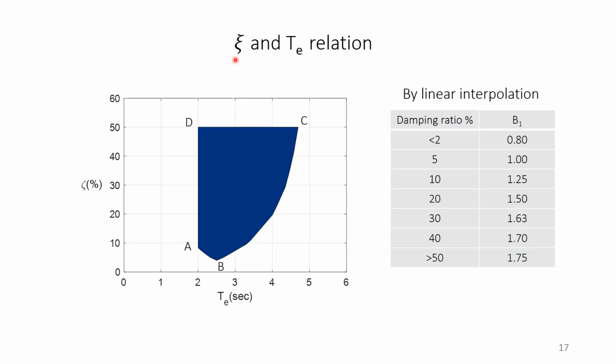So the x-axis remains the same, but the y-axis value has changed. The damping ratio zeta corresponding to the value of B1 is determined by the seismic design codes table using linear interpolation. So by the points on the boundaries of the last figure, we can find the corresponding points on this figure, and thus get the zeta and TE design range.